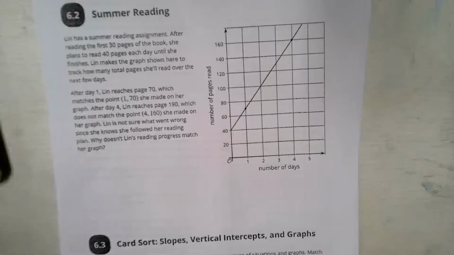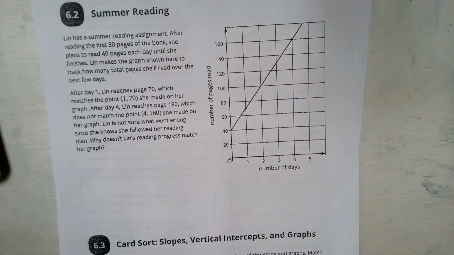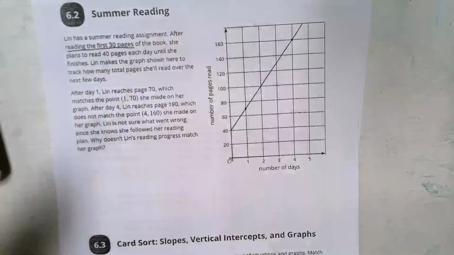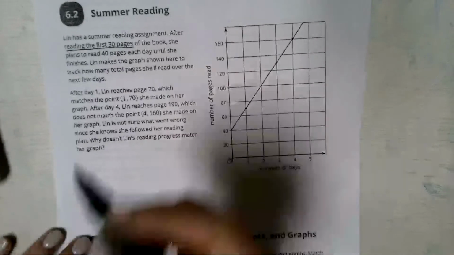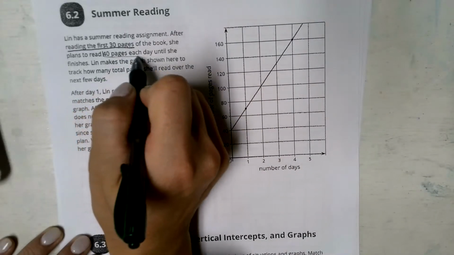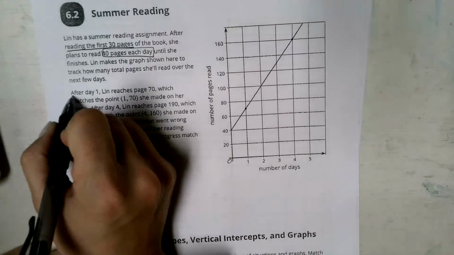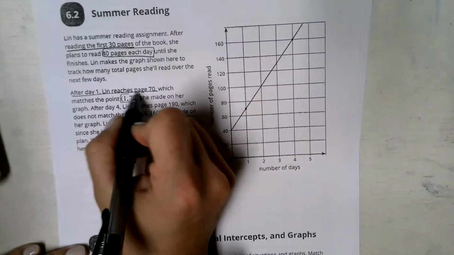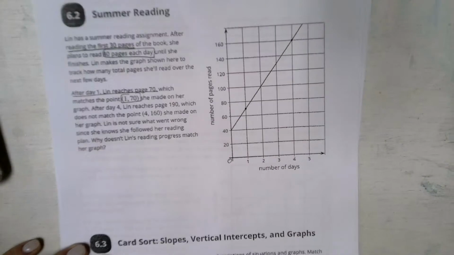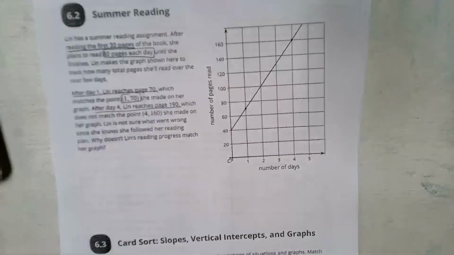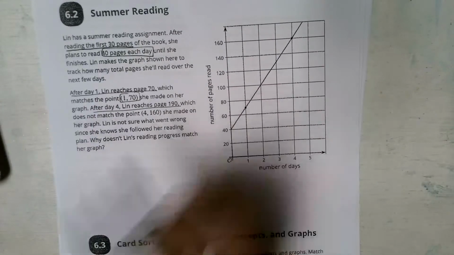Okay, some things that can be counted or measured. We know that she's already read 30 pages, so maybe we should underline that. We know that she's going to read 40 pages each day. And then after day 1, she's on page 70, and she uses 170 to represent that on her graph. And after day 4, she's on page 190, but her point does not match that.